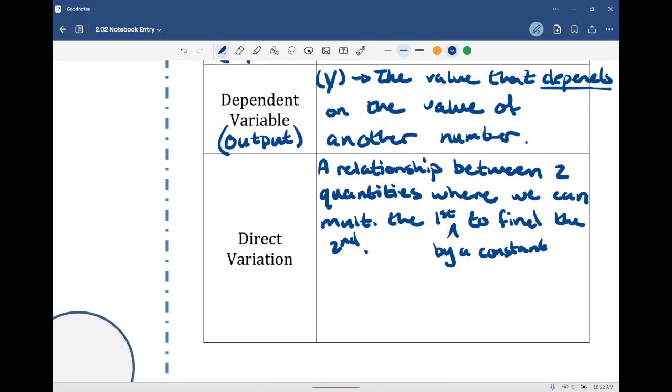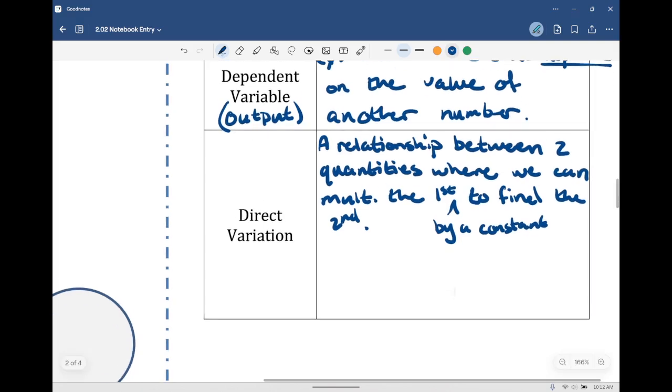We didn't realize it at the time, but if I go back to cups of rice per person, what were we always multiplying the number of cups of rice by to get how many people it was going to feed? 3. And so 3 in that case was our constant. You always took the cups of rice multiplied by 3, that's how many people were getting fed. And so that was a direct variation.